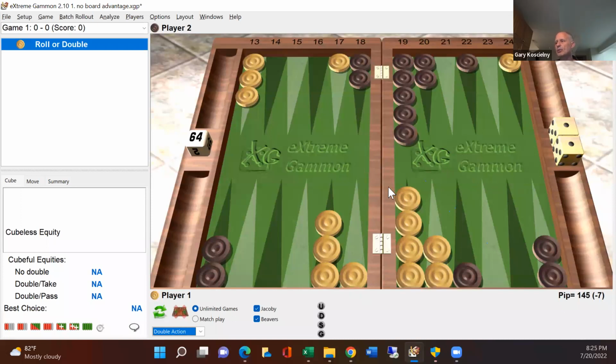Yeah, it's probably a little bit higher than that because of this blot in here. So okay, I would give this a 0.4, 0.5 gammon potential. So again, the question here is, do we cube or not?